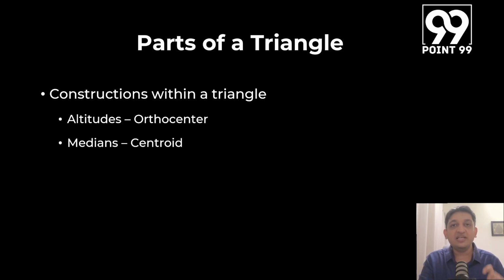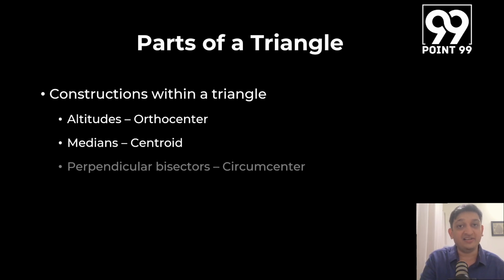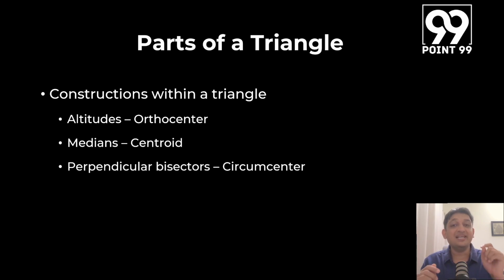All three medians will intersect inside a triangle at a point called the centroid of the triangle. Perpendicular bisectors of all three sides of a triangle will meet at a point called the circumcenter. The funny thing about the circumcenter is that all three vertices will be equidistant from it. This circumcenter-to-vertex distance is going to be the circumradius.